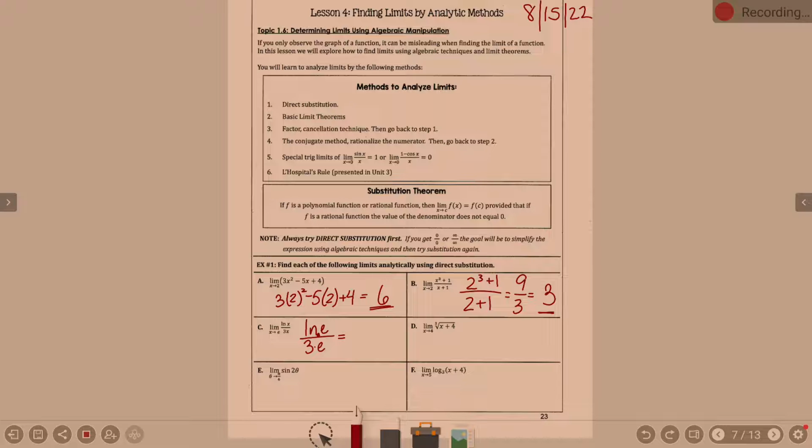So when the base and the inside are the same, what's it equal? The power. What's my power in this case? 1. 1, because there is no power, so it's just 1. 3 times E is 3E. So I'm going to leave that as 1 over 3E.